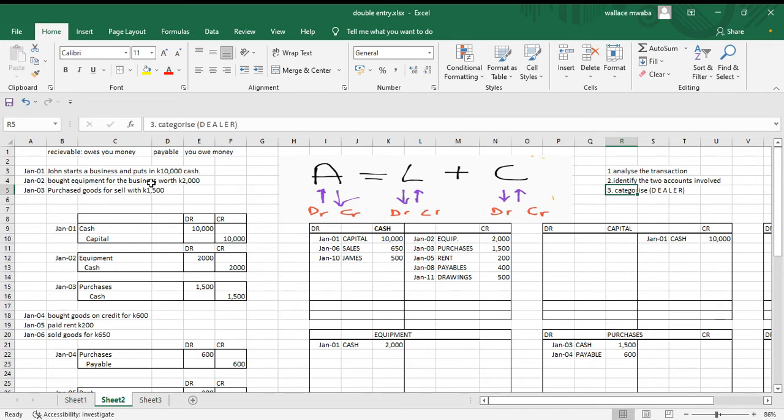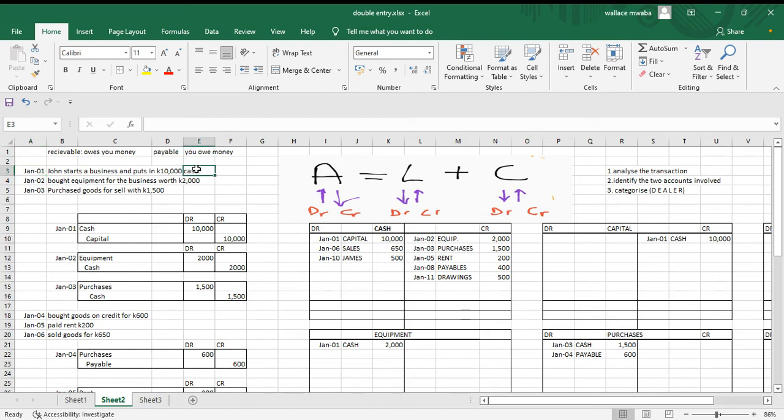So we have three transactions here. I'll go through three transactions, and we'll do the journal entries and then the double entry. January 1st, John starts a business and puts in 10,000 cash.